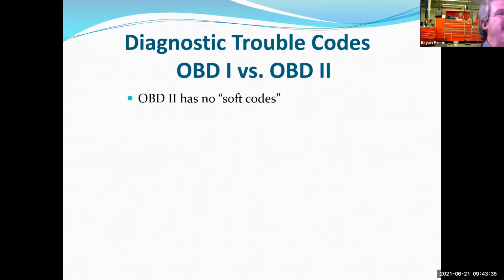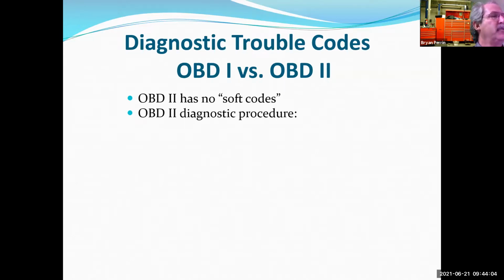In OBD2, we don't have soft codes because of two-trip detection. We're not going to fail every time that thing touches for a second. With OBD1, if that thing was out of parameters for a second, it would turn the light on. OBD2 says, no, we want 14 seconds in some cases. We want to see it happen twice. So now there is enough consistency that it should be diagnosable.